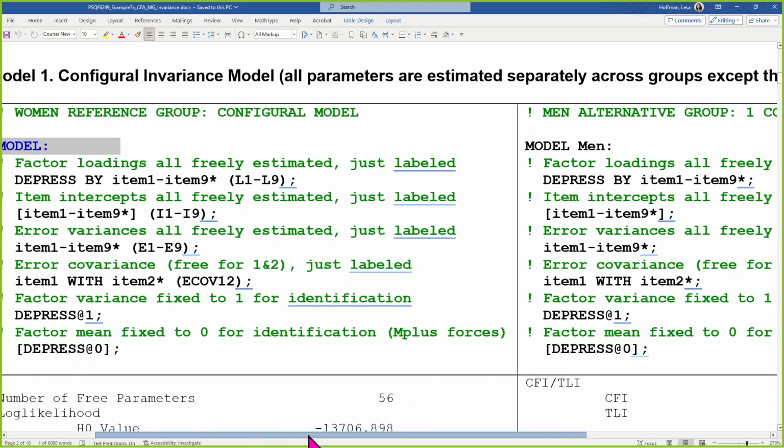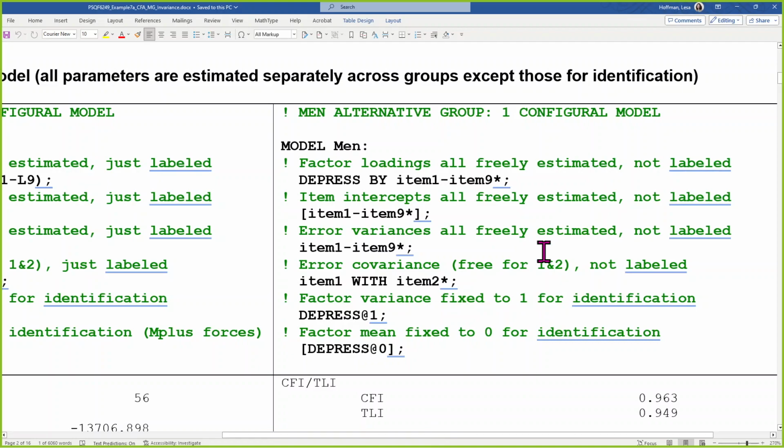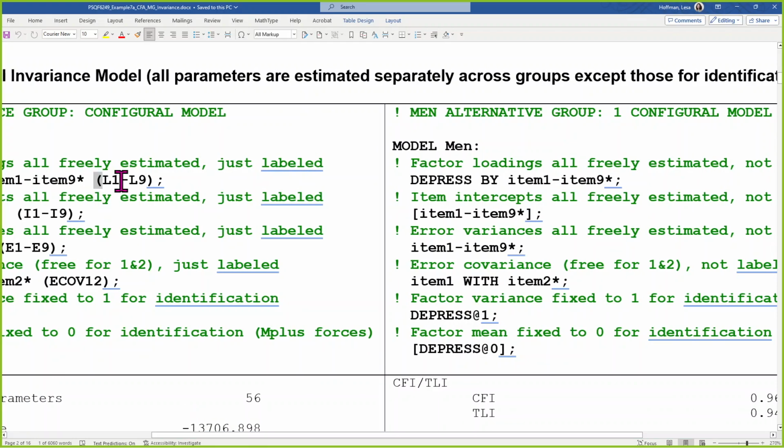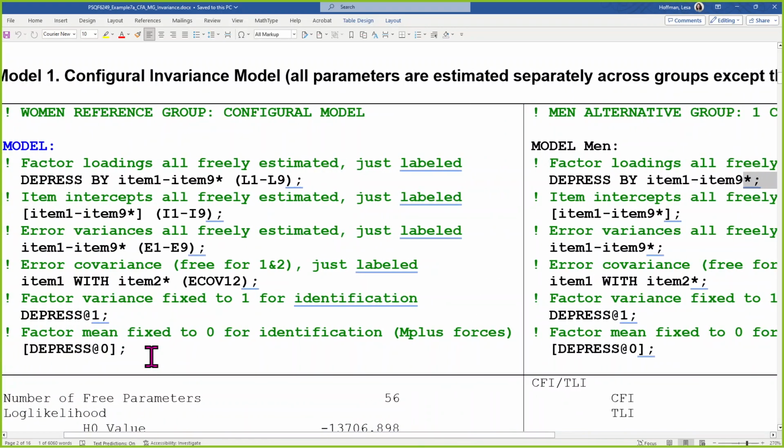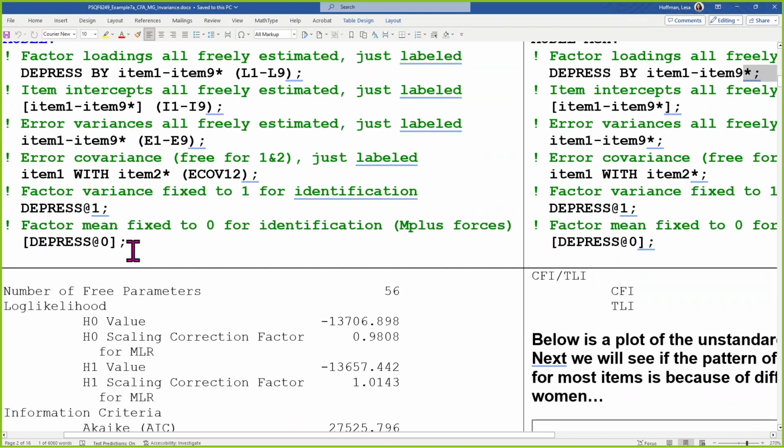So at this stage, everything differs because this is configural, and that's because we're not using the same labels. The fact that these labels are on the loadings for the reference group, but not here for the alternative group, means they get to be different. Same thing with the intercepts, same thing with the residual variances, error variances as I'm trying to call them. Same thing with the error covariances, and then each group needs to have their factor identified separately. So I'm identifying the factor within each group by fixing its mean to 0 and its variance to 1.